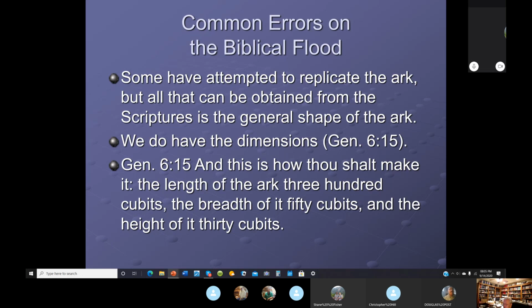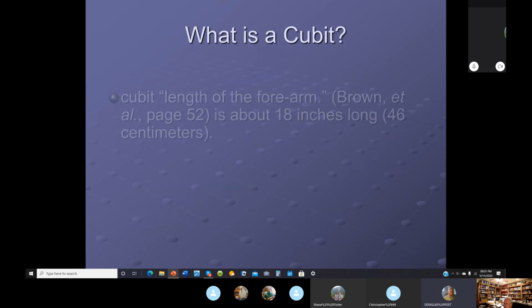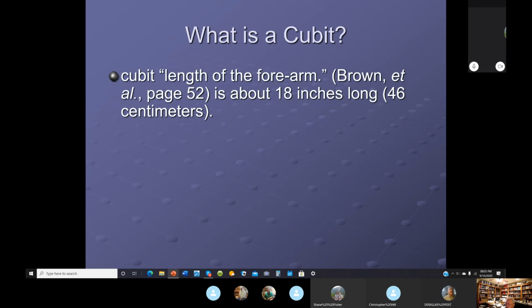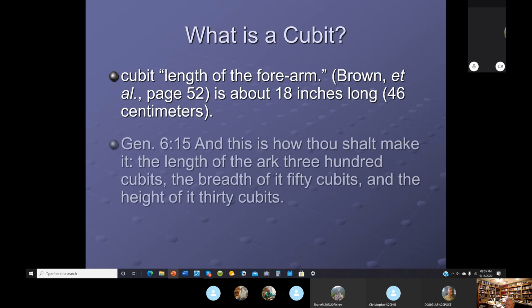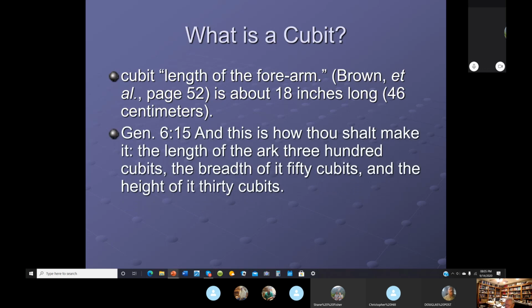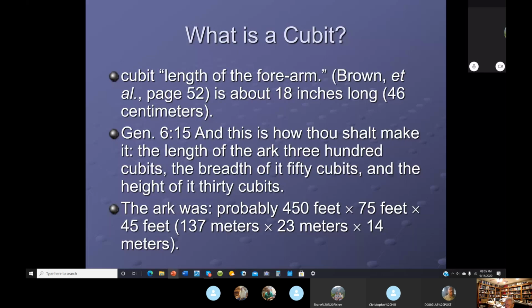So I would say if we take a cubit being 18 inches, that gives us a distance here. If we take it 18 inches or 46 centimeters, then 300 cubits would be 450 feet. So you multiply by 1.5. 30 cubits, 50 cubits, and 300 cubits would be 45 by 75 by 450. So it would be 45 foot high, 75 foot wide, 450 feet long.